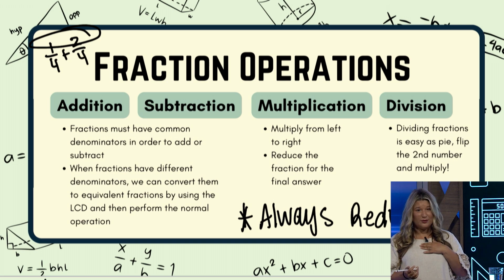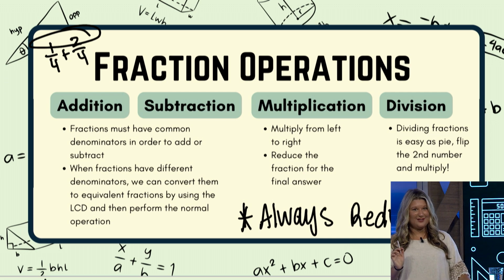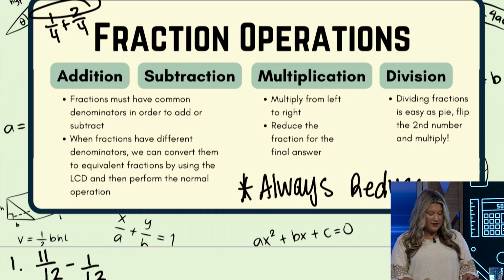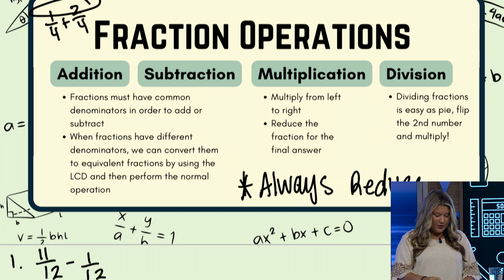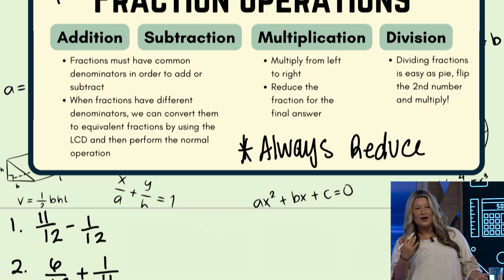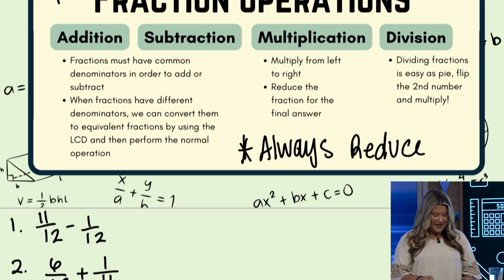Now, I love multiplying fractions. All you have to do is go right across. When we divide fractions, that one's fun too. First we'll talk about addition and subtraction. Again, if they have common denominators, you just do the operations in the numerator and bring the denominator along as part of your answer. When they have different denominators, we have to go through a process to make sure that they have common denominators. And that's when people start getting tripped up.